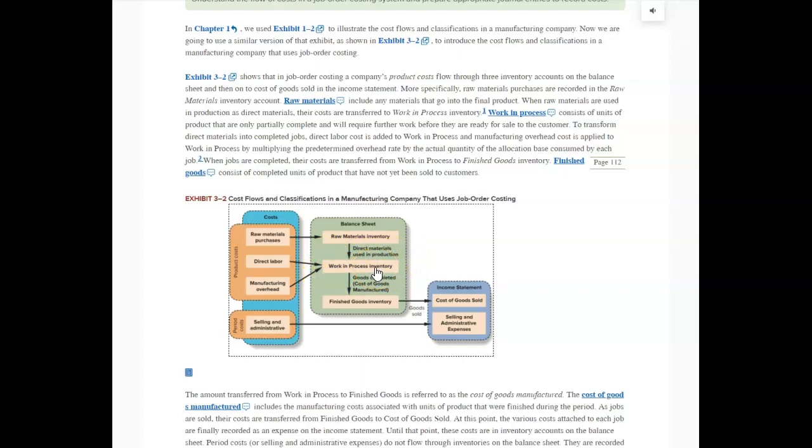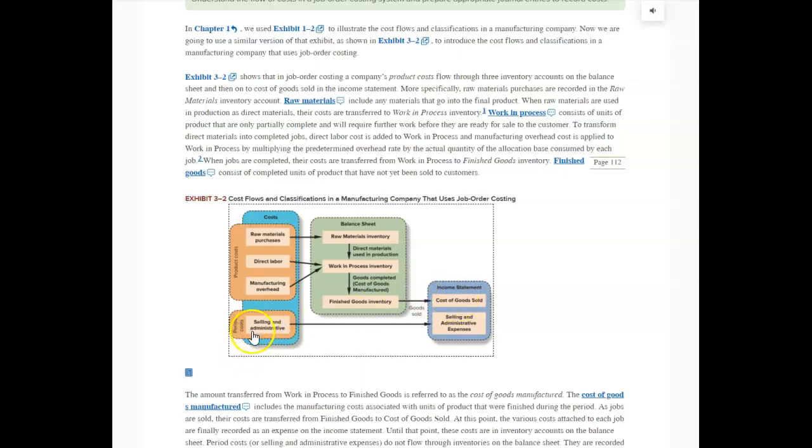Now, when you finish working on an item, then the cost is transferred to the finished goods inventory account. At the same time, the actual goods themselves are transferred from the factory floor to the finished goods warehouse. The finished goods inventory account will be used to keep the cost of the completed items, and the cost will stay in here until we sell them. And when we sell some of these items we've produced, then the cost is transferred to the cost of goods sold account. This is the same cost of goods sold account we saw in the previous course.